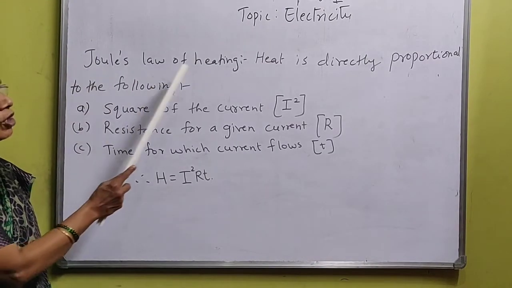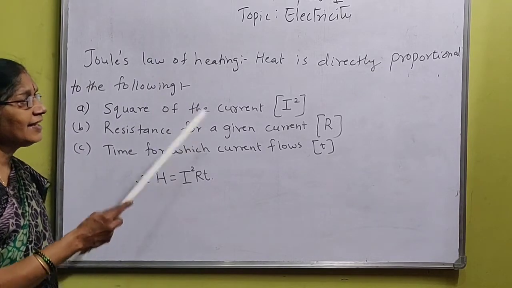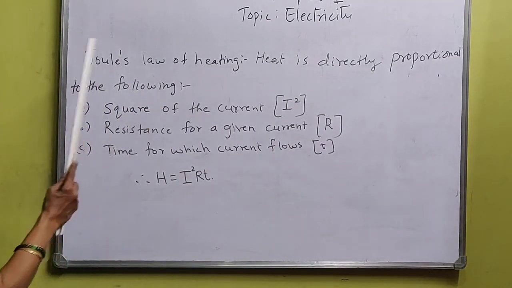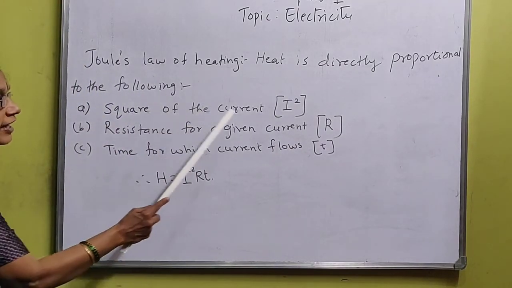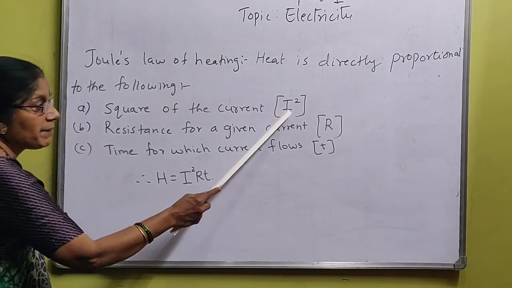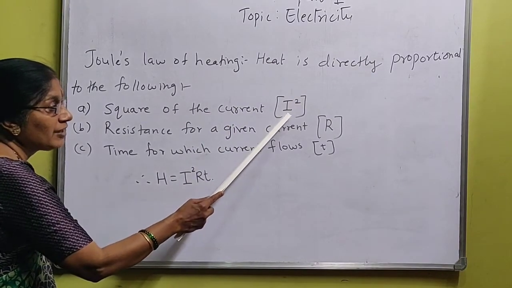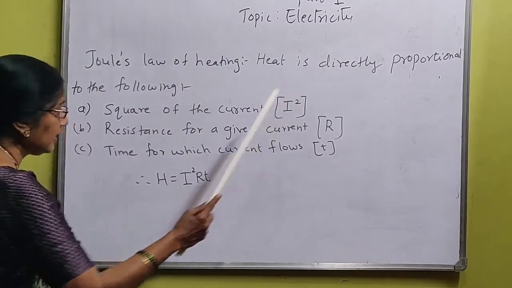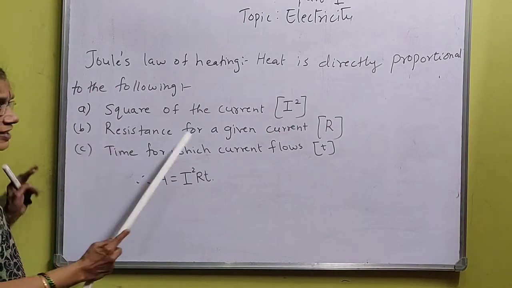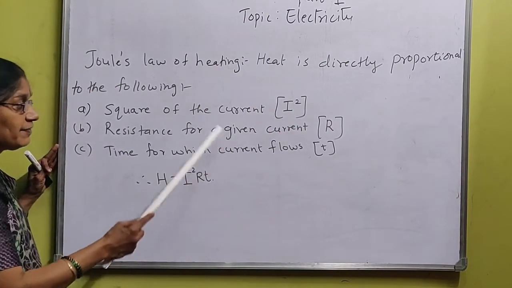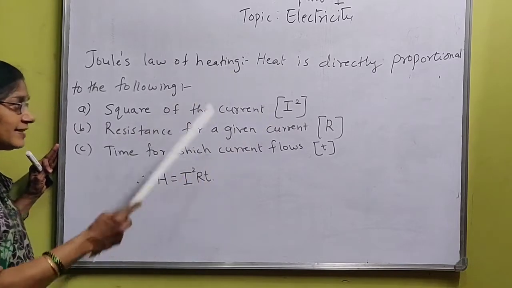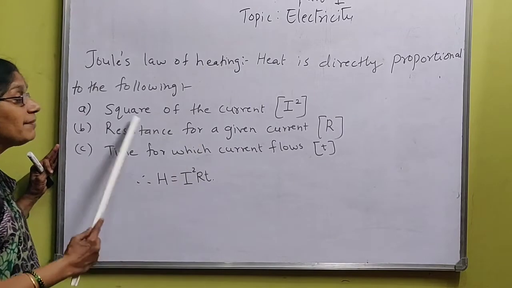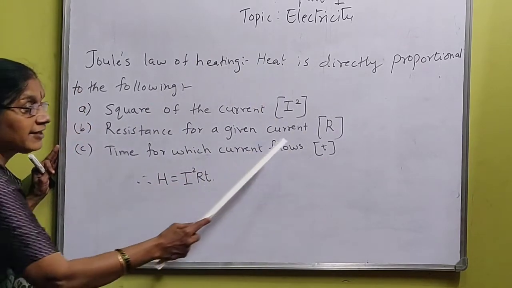Joule's law of heating can also be explained as heat is directly proportional to the following. First, the square of the current, denoted by I square, the square of the current passing through the circuit. B, resistance for a given current: the resistor which is joined to the circuit, its resistance. C, time for which the current flows: how much time the current flows through that circuit, given by T.